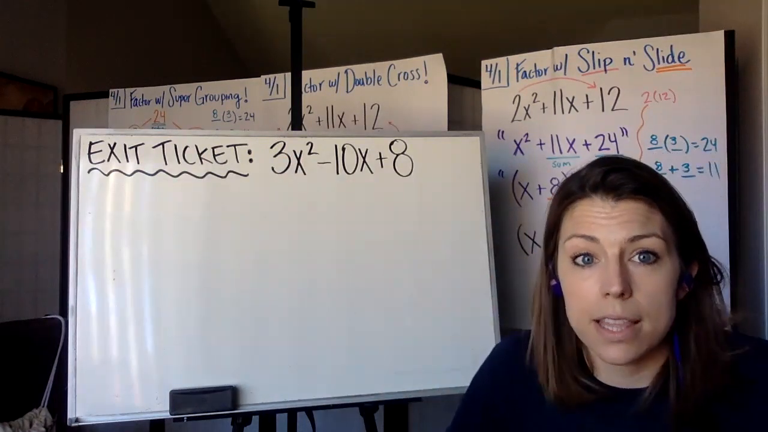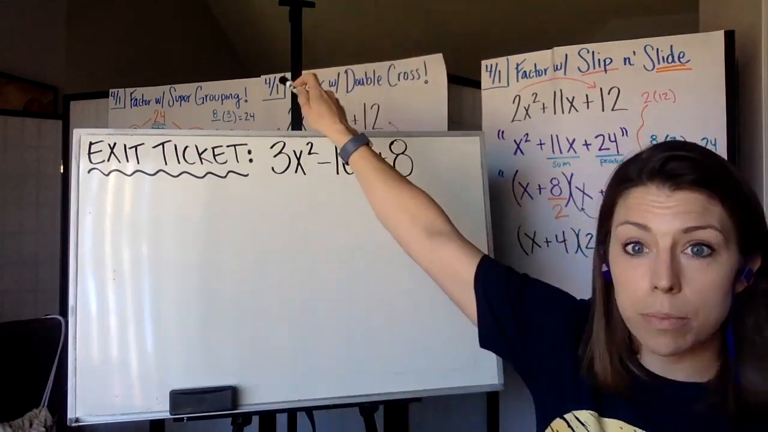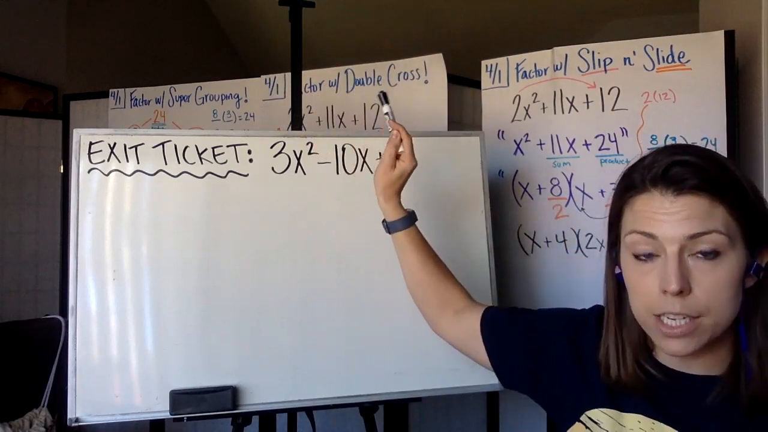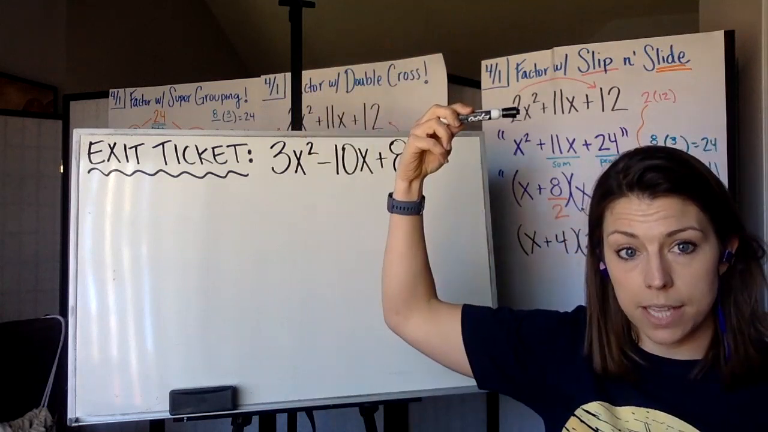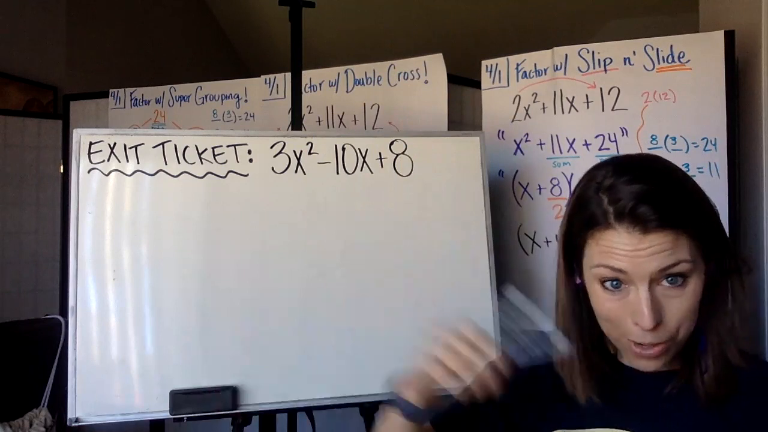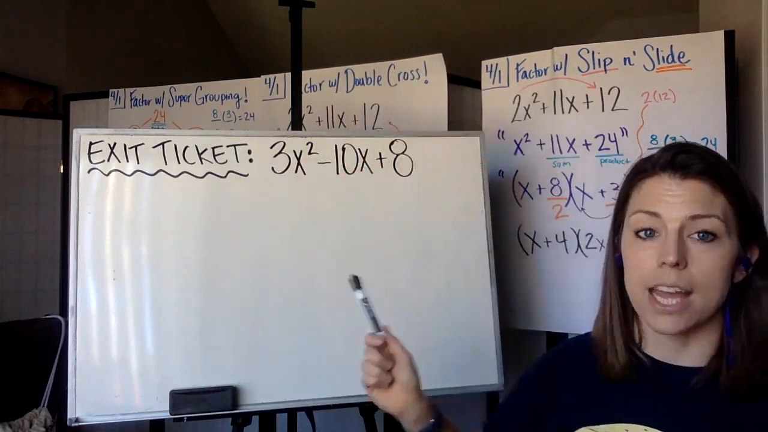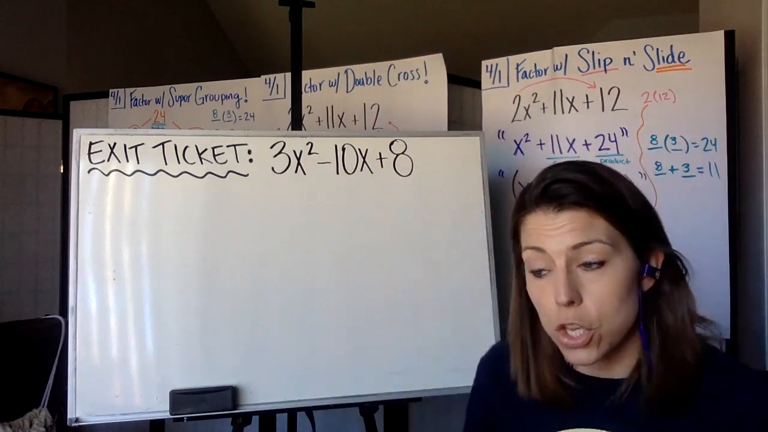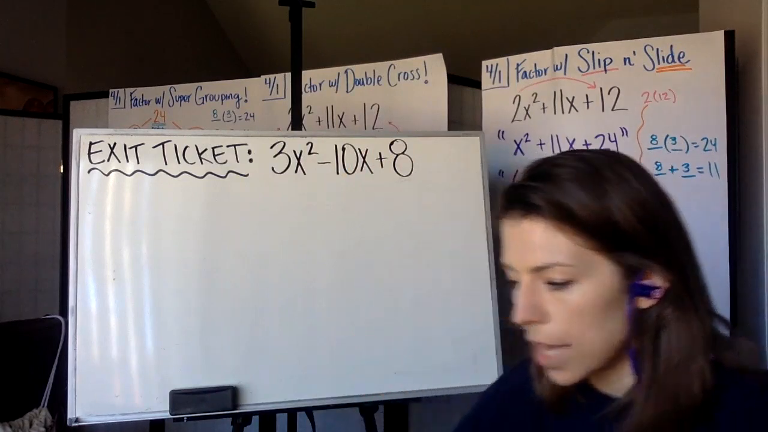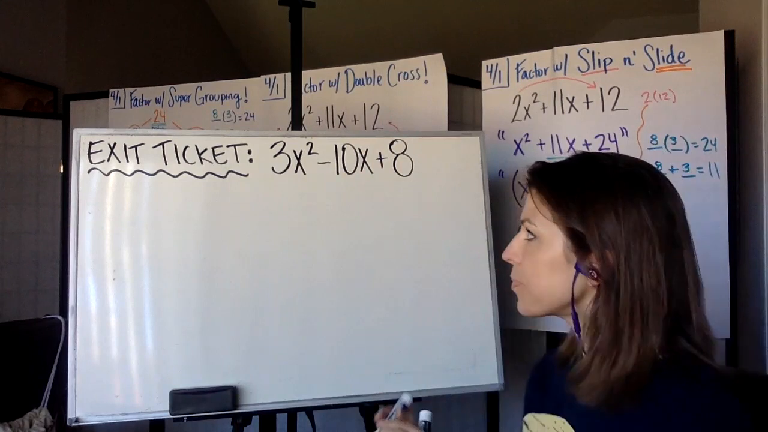So we have three new methods to choose from. We can do factor by supergrouping, factor by double cross, or factor by slip and slide. I'm going to do all three, starting with supergrouping, then double cross, then slip and slide, and then you'll get to choose which one that you prefer. So let's start with supergrouping.